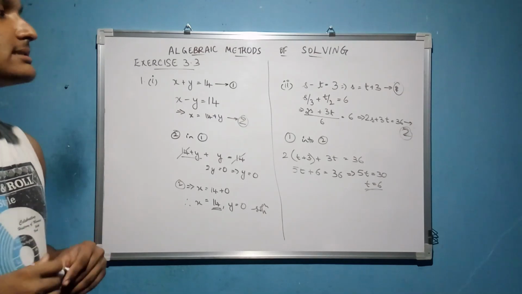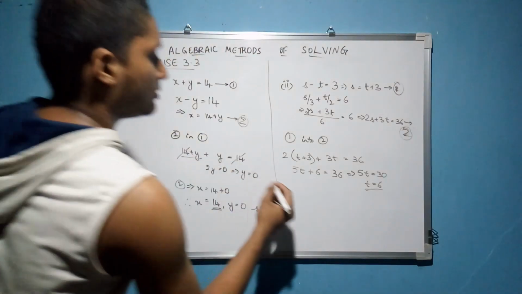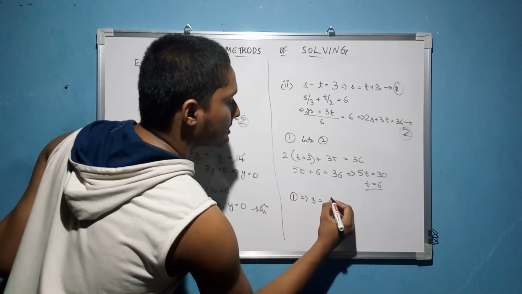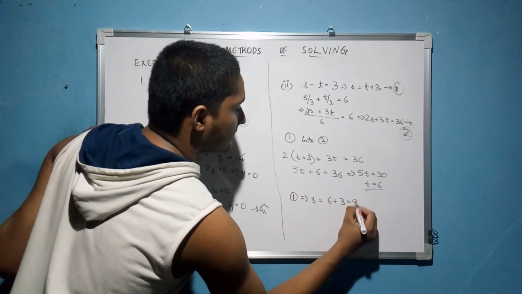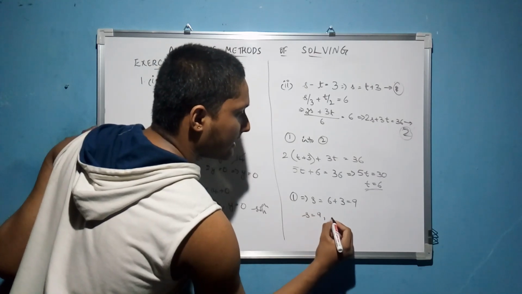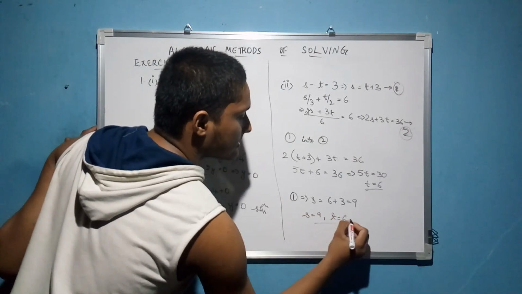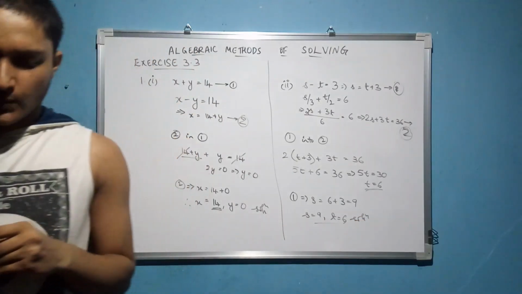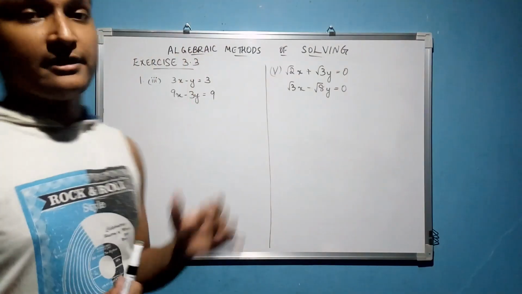So when you got t equal to 6, directly we can substitute over there. From equation 1 we get s is equal to 6 plus 3, that is equal to 9. Therefore s is equal to 9 and t is equal to 6 is the solution for the given pair of linear equations in two variables. Okay, now we have the third and fifth questions.